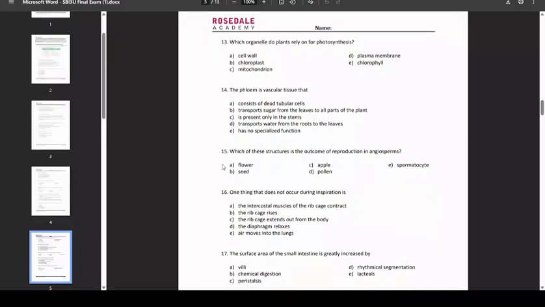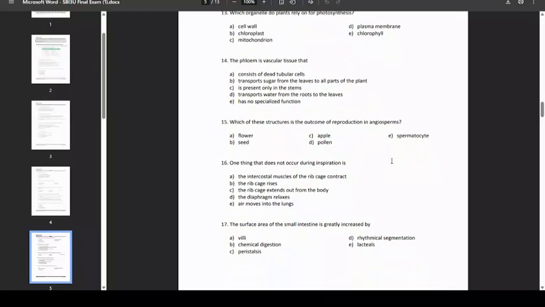15. Which of these structures is the outcome of reproduction in angiosperm? So A. Flower. Not true. C. Apple. Apple is fruit. D. Pollen. And E. Spermatocyte, and B, seed. So seed is our answer here because it's not flower, it's not pollen, it's not apple. That's for flowers. Flowers produce pollen, and apple is a fruit. And this is not any close to a structure.